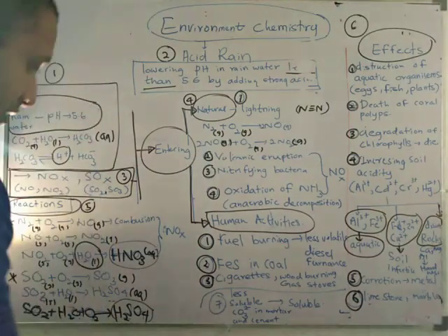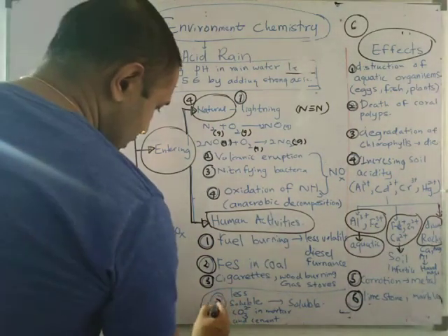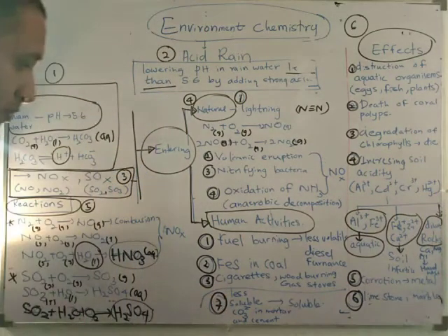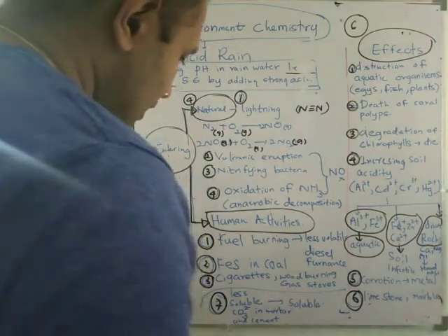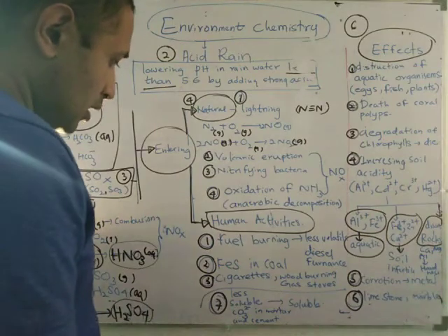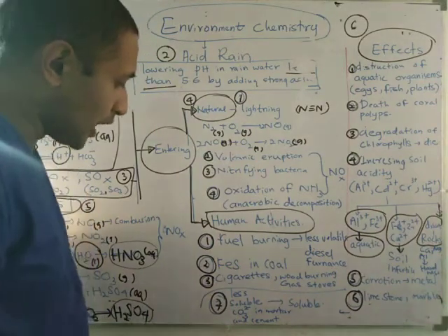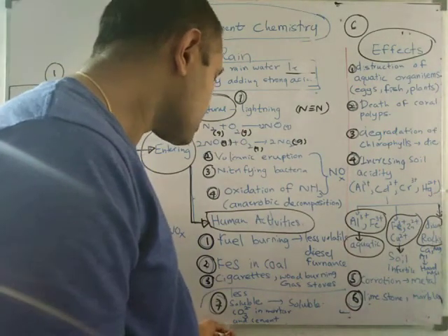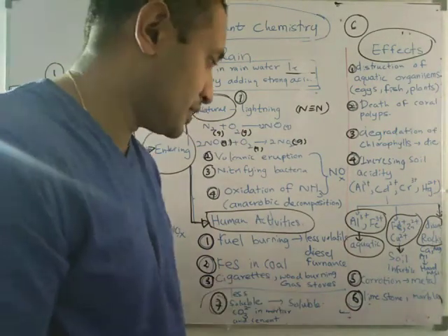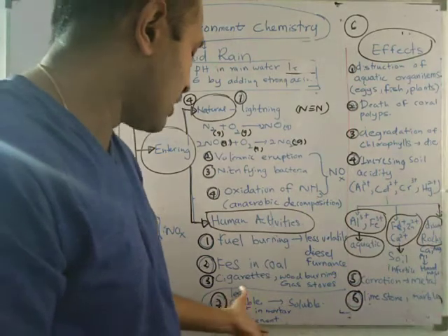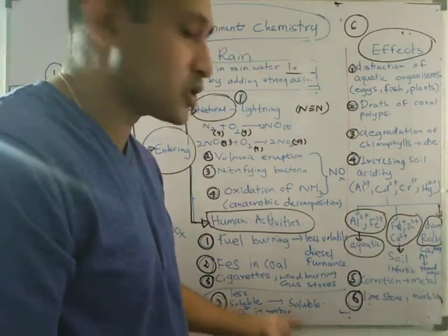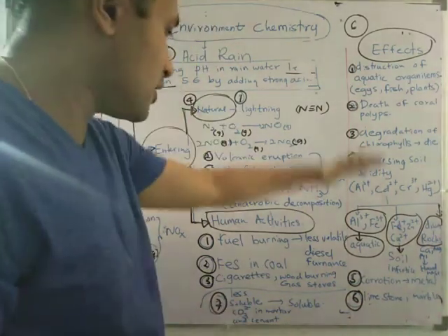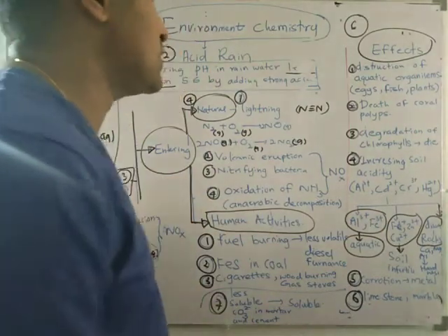Seventh effect. It is converting the less soluble carbonates in mortar and cement into soluble ones. And they damage the structures, the cement structures also. And these are the effects caused by acid rains.